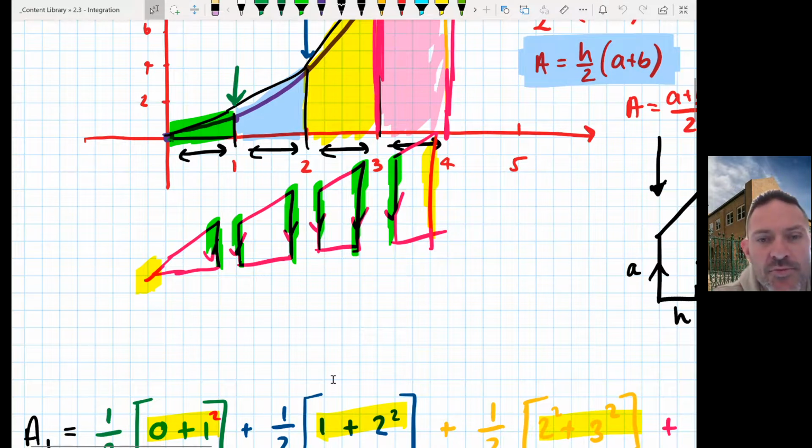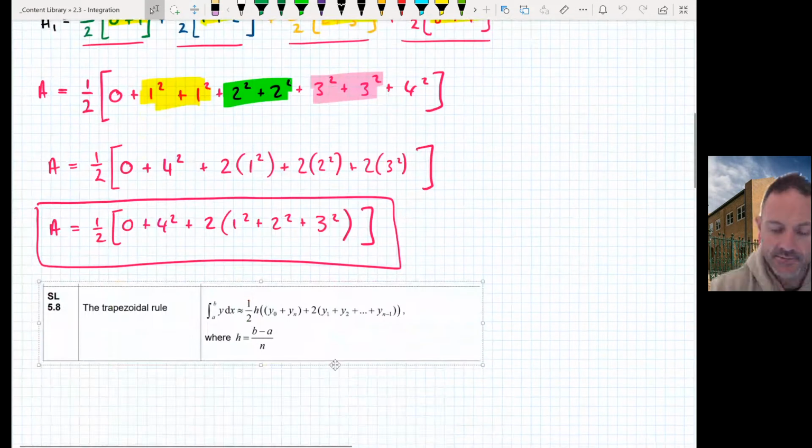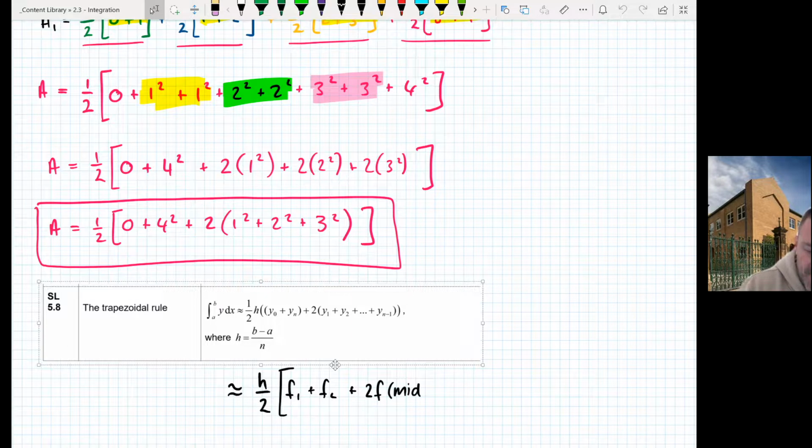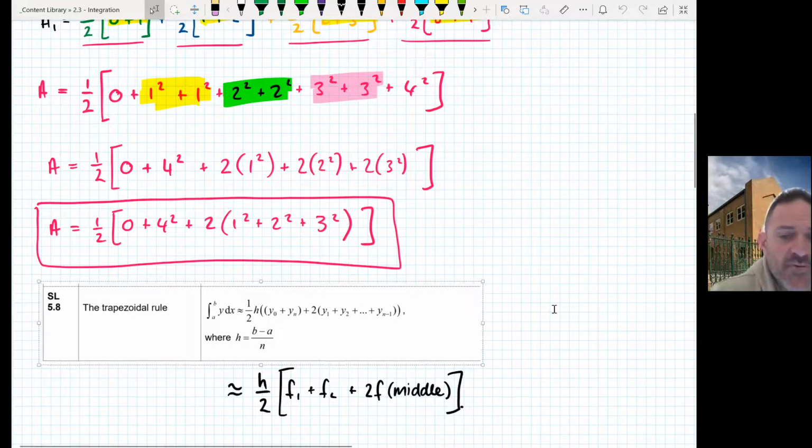And that's where my little rule comes from, right? It says basically, and this is where I like to write this rule a little bit differently, I say it's h on 2 times the function of the first plus the function of the last plus 2 times the functions of the middle terms. Where the function is whatever, in this case, y equals x squared. So it's 1 squared and the last term squared, and then 2 times all the middle ones.